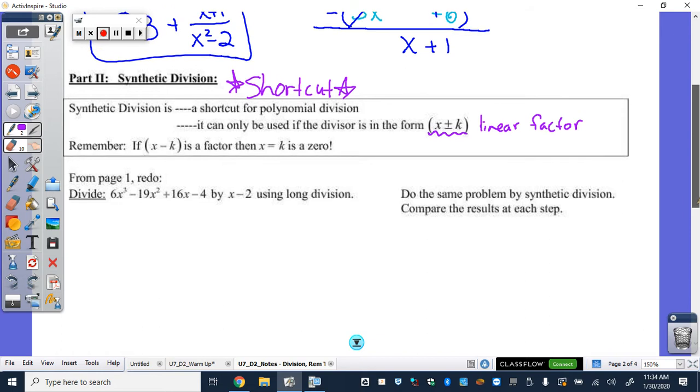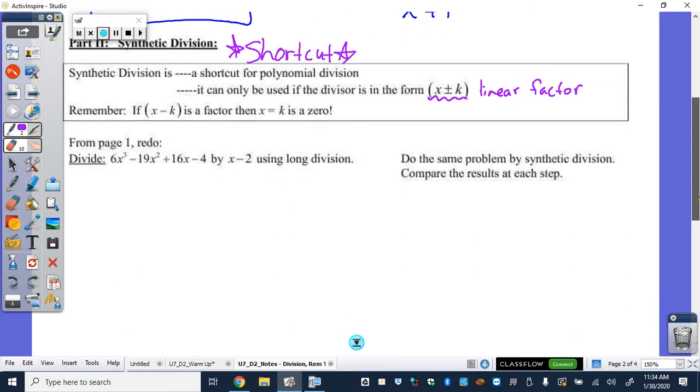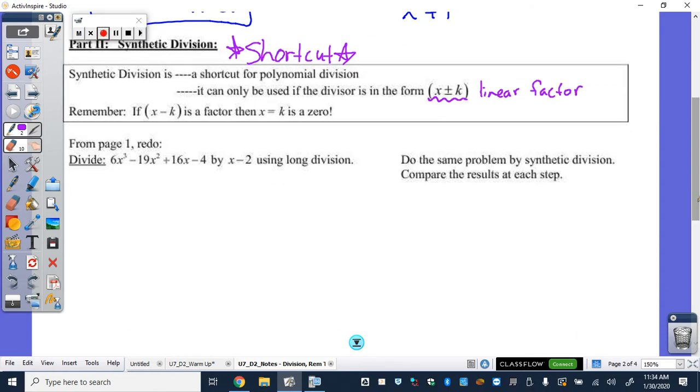So again, same thing happens. You're going to be dividing. You're going to get your quotient. You'll find a remainder if there is one. If your remainder is a 0, that means the divisor was a factor of the original polynomial. Well, let's see how this works. So we already divided this one on the front page. This was our first one.